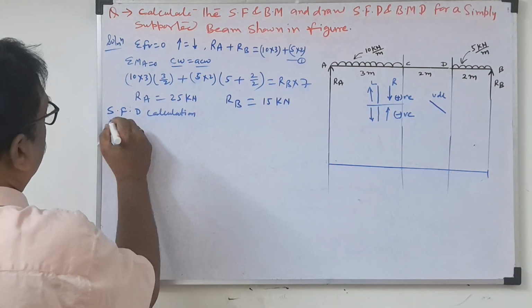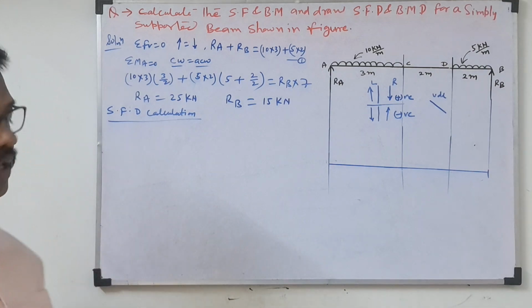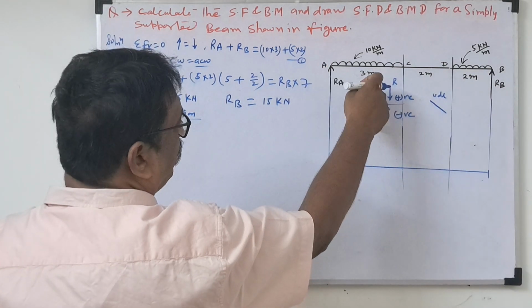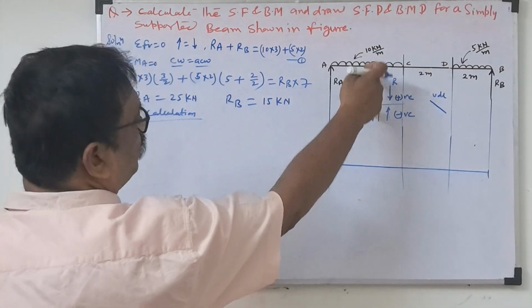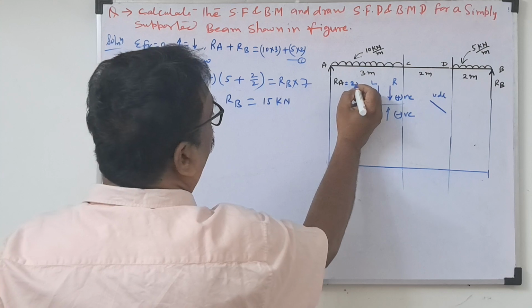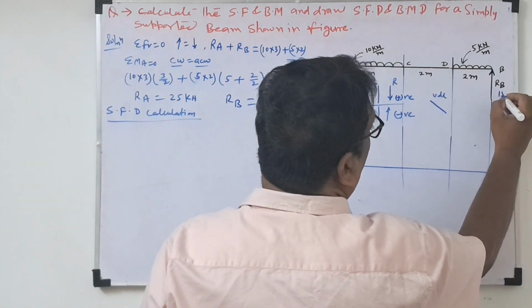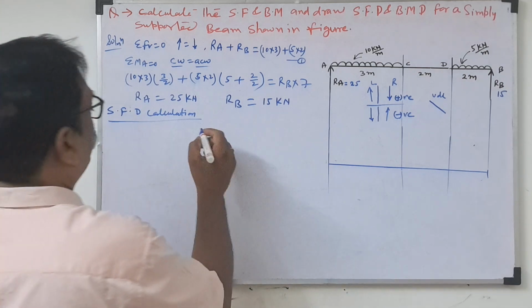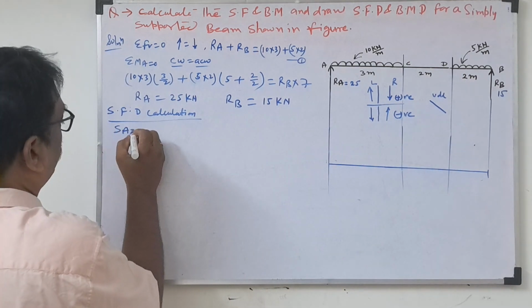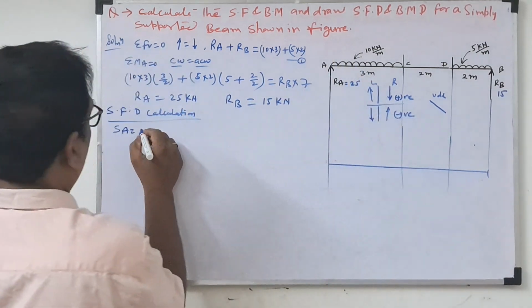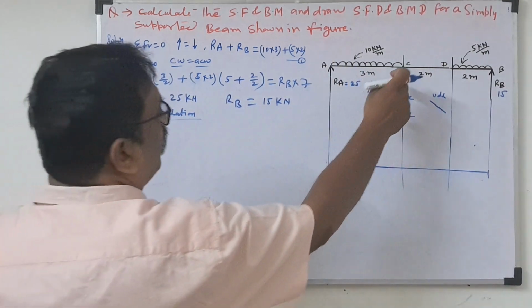Now we'll go to the shear force diagram calculation. Look here. At point A, we are taking the left side, upward force. Write this value here: RA is 25, and RB is 15 kilonewton. Also write the unit, kilonewton. So what is SA? Left side, upward force, positive 25. Now SC.